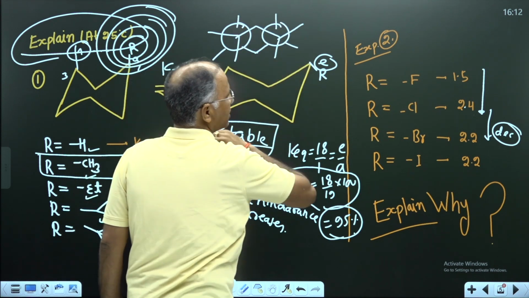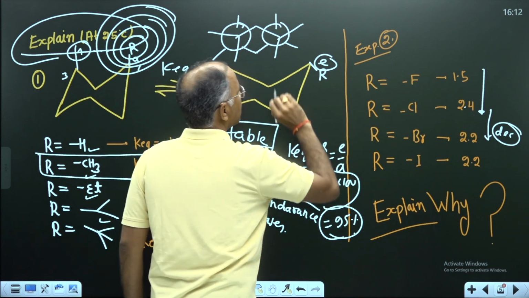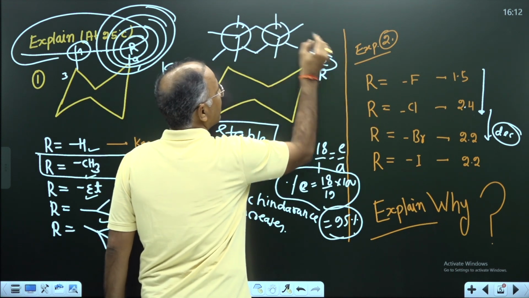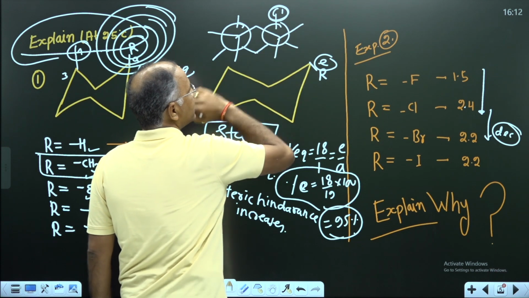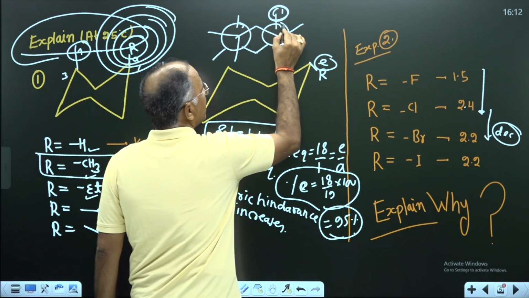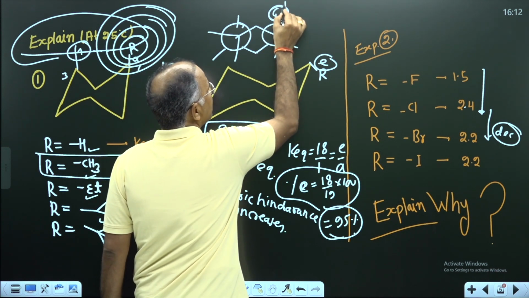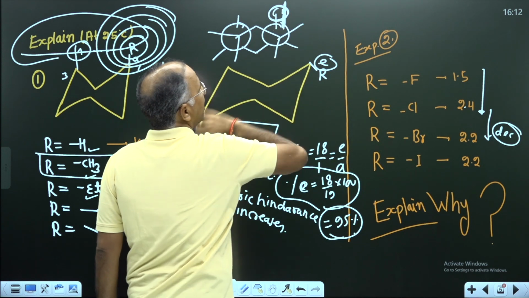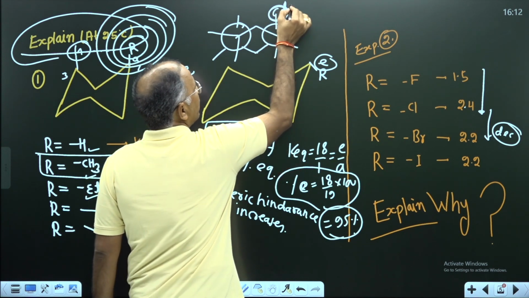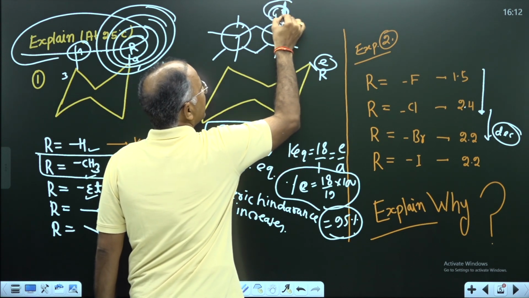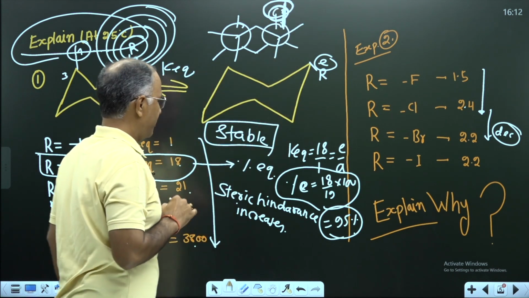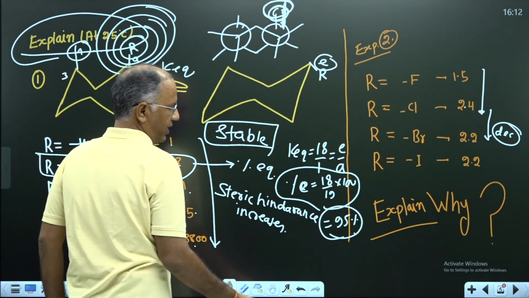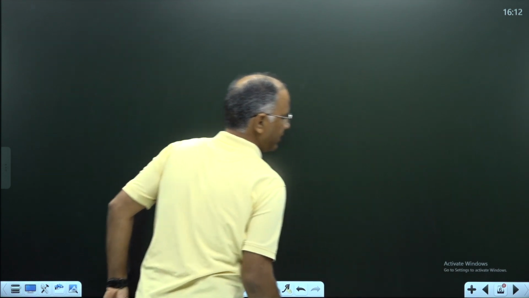This is our Newman projection. Suppose the chlorine is there. This will be the van der Waals radii. If I replace chlorine by bromine, what happens? The bond length of bromine will increase. So initially chlorine is here, bromine is bigger in size, but its bond length will increase. You got my point? I will explain better in this way.